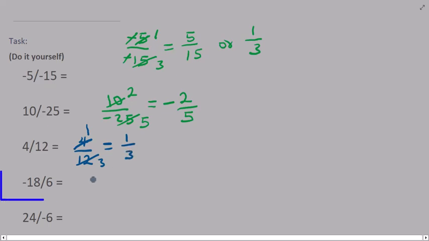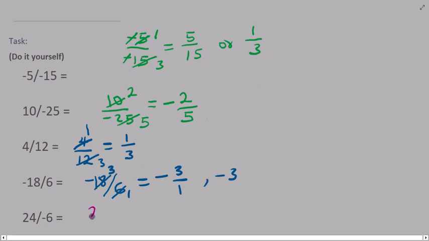For this question right here, we have negative 18 over 6. Having said that, since we have a negative as a numerator and positive as a denominator, we are expecting a negative answer or negative value as our answer. 6 can divide both the numerator and the denominator. 6 here is 1 and 6 here is 3. So we can have 3 over 1, which is the same thing as just negative 3, because any value divided by 1 is just that value.